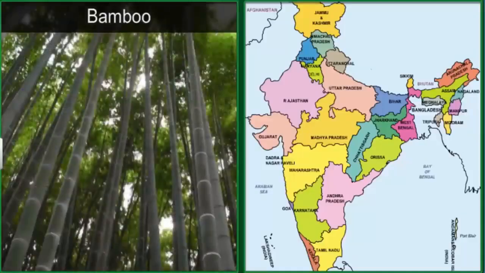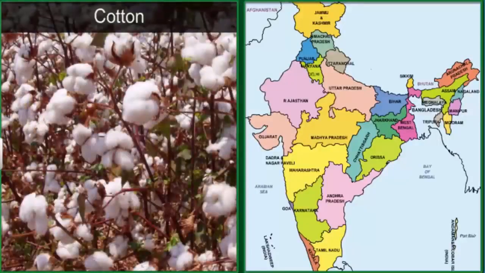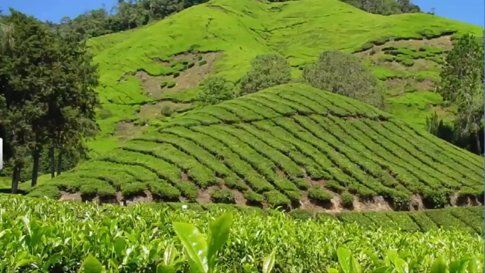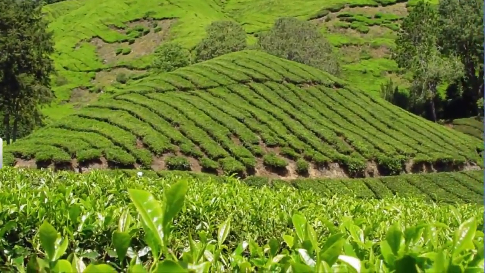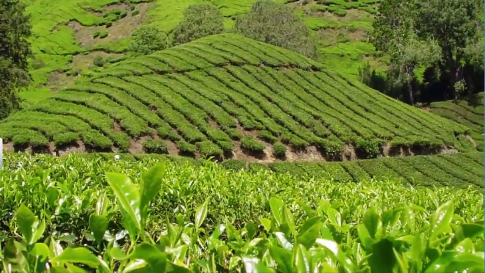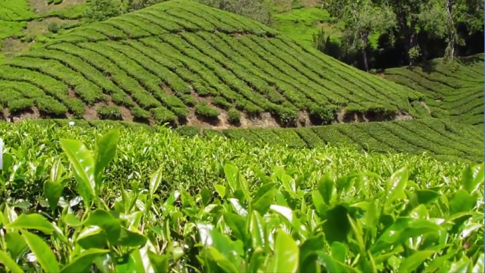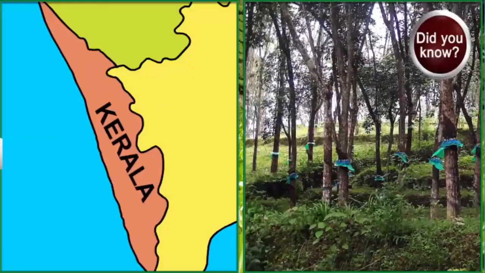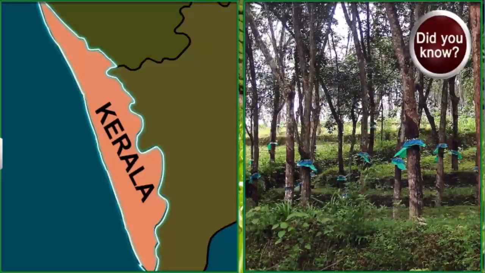Plantations of crops like tea in Assam and North Bengal, coffee in Karnataka, rubber in Kerala, and bamboo, sugarcane, cotton, and banana are also forms of commercial farming. In these plantations, a single crop is cultivated over vast areas. The produce from a plantation may also serve as raw material for an industry. Did you know? Kerala accounts for nearly 90% of the rubber production in India.